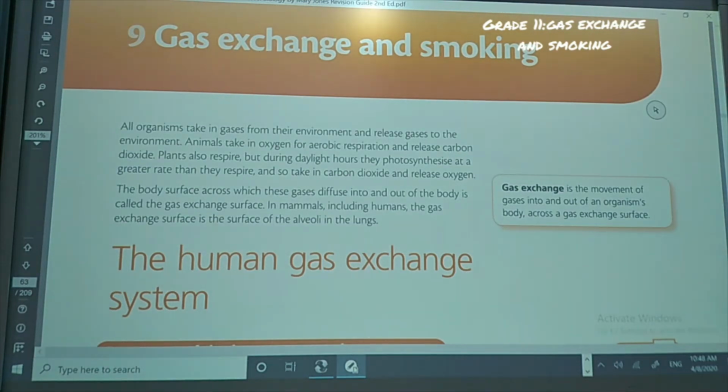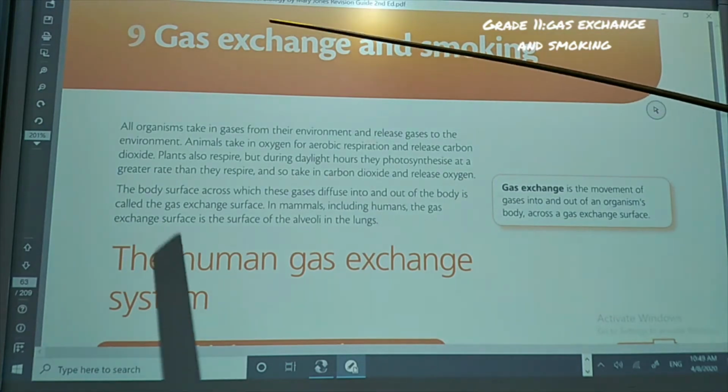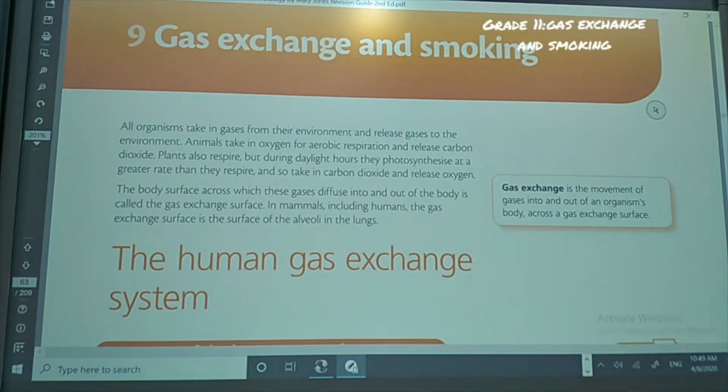Today we are going to be talking about gas exchange and smoking. So in this lesson, we'll be talking about the human gas exchange system. We're going to be talking about the different structures in this system. We're going to be talking about smoking. How can smoking affect our gas exchange system? So let's start. What is gas exchange?